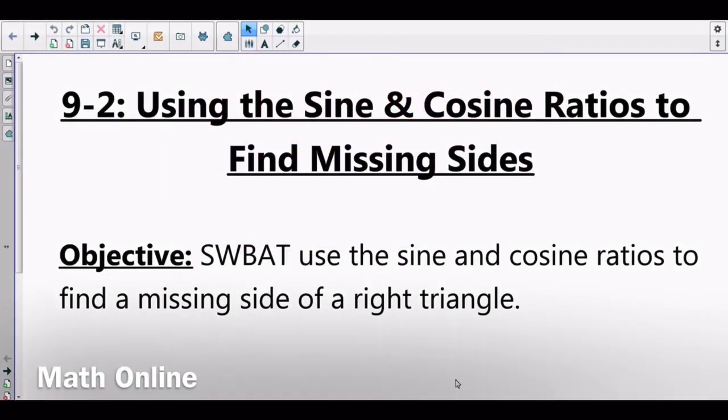I'm Mr. Solis, and in today's video, we will talk about how to use the sine and cosine ratio to find missing sides. Today's objective is, students will be able to use the sine and cosine ratio to find a missing side of a right triangle. Now, let's move on to the next slide.